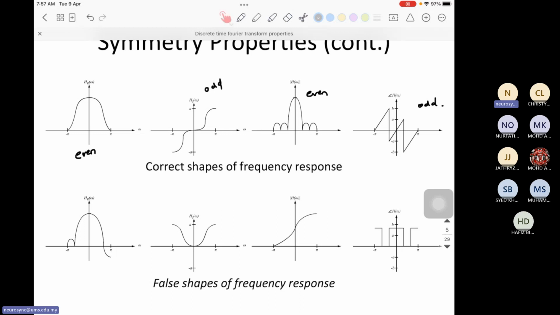Okay, now look at the graph below. Okay, what about this? Can you see any symmetry here? No symmetry. Here, along this y-axis, this part is the same. Therefore, this is an even function. This is not symmetric. This is again even symmetric. Okay. So this is not following our previous symmetry property of the DTFT. Therefore, I can say these are the false shapes of the frequency response. These are not the correct shapes.